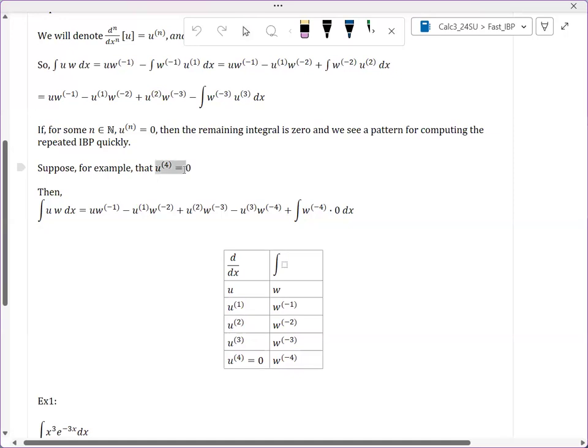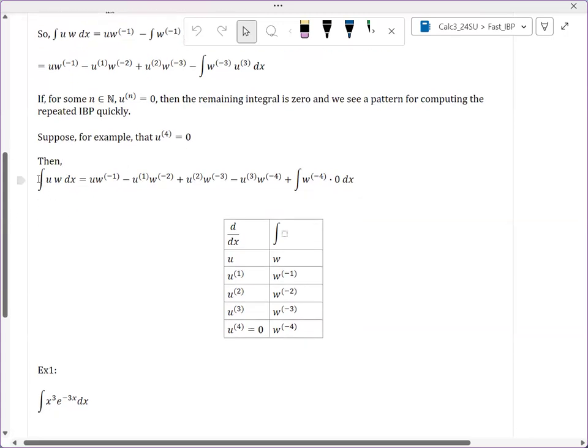So for example, suppose that the fourth derivative of u is 0. So maybe u is a cubic function, its fourth derivative being 0. Then again, the integral of uw dx is u times the antiderivative of w, minus u prime times the second antiderivative of w, plus u double prime times the third antiderivative of w, minus u triple prime times the fourth antiderivative of w, plus an integral that will have the fourth derivative of u, but that's just 0. So this integral just goes away.